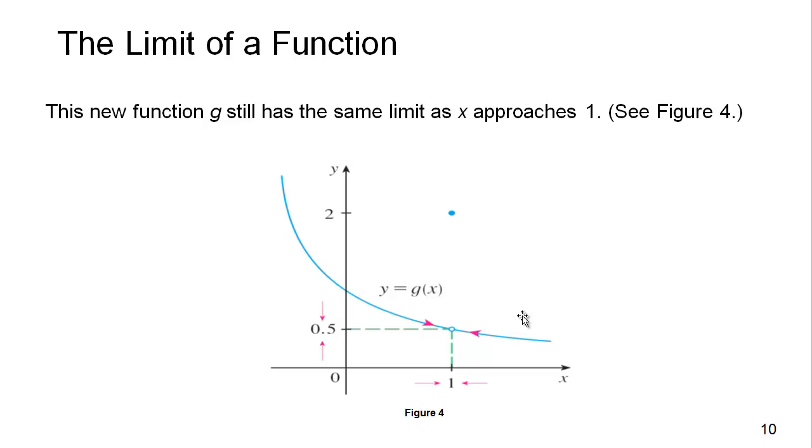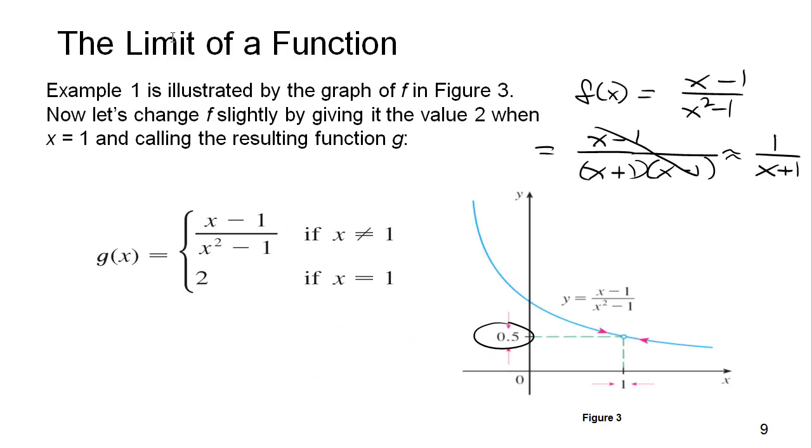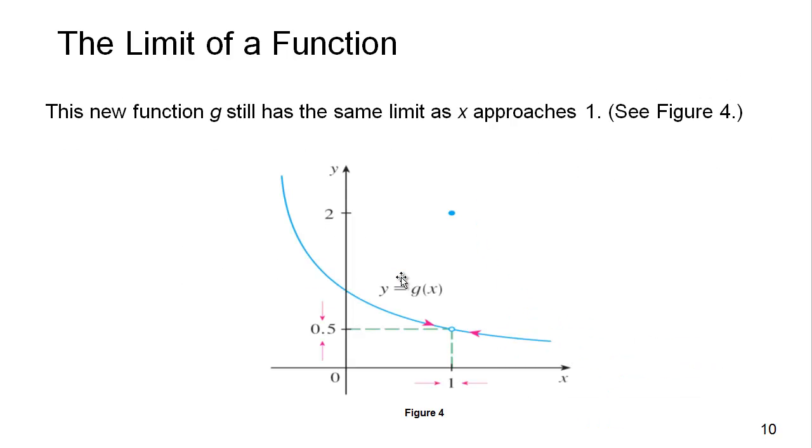Now with this new version, we're saying we're going to define this function differently, where instead of letting it be undefined at 1, we're going to give it this other value of 2. That's what's happening with this piecewise function. We know the original function doesn't exist at 1, so instead we're going to redefine it for that point, and we're going to put a dot up there at 2.